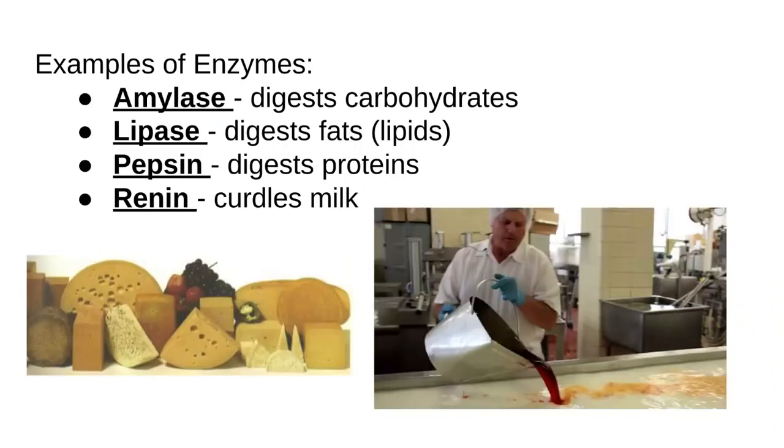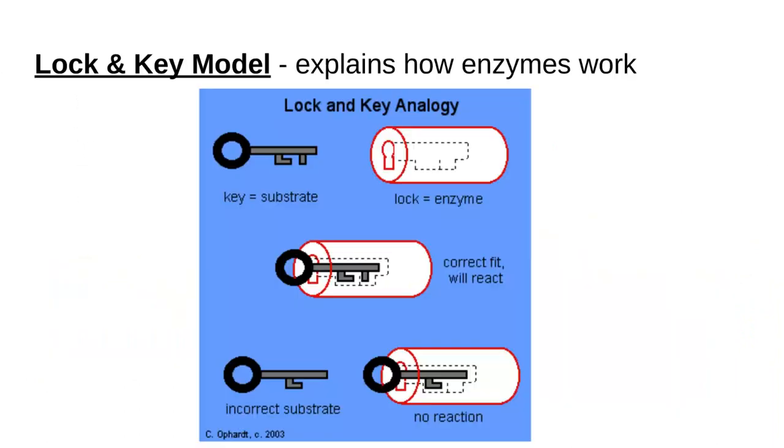All right, last thing we're going to talk about here is how exactly do enzymes work? There's a couple different models. If you take a bio class later on, you'll learn more about these different models. The one we're going to talk about is the lock and key model. And this explains how enzymes work. They work kind of like a lock and a key. So we have some words we're going to talk about here, but let's just take a look at this picture.